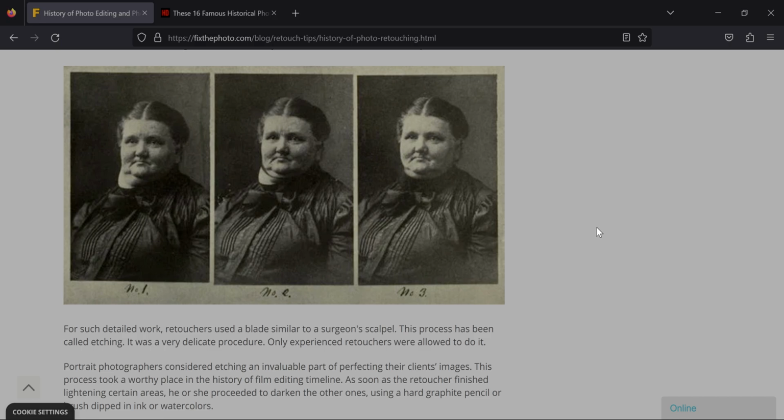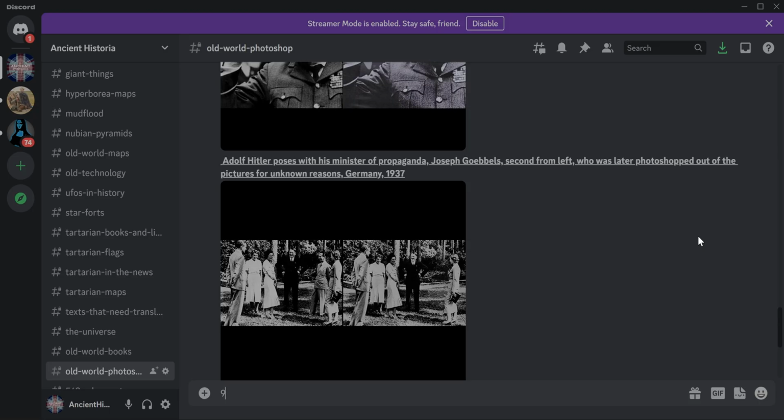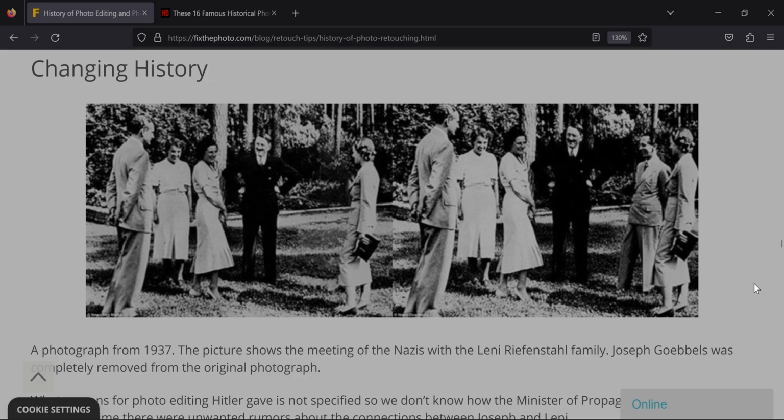I thought it was important that we saw how it was done before we saw the images that have been retouched. So the first image we're going to look at is of Adolf Hitler from 1937. This image also appears in our history of photo editing, so we'll look at it from here because it provides a much bigger version for us to have a look at. So this is Hitler, and this is Goebbels, his minister of propaganda, and they're meeting with his family. And for some reason, whatever reason is unknown, Goebbels was edited out of the photo. As you can see here, he's gone.